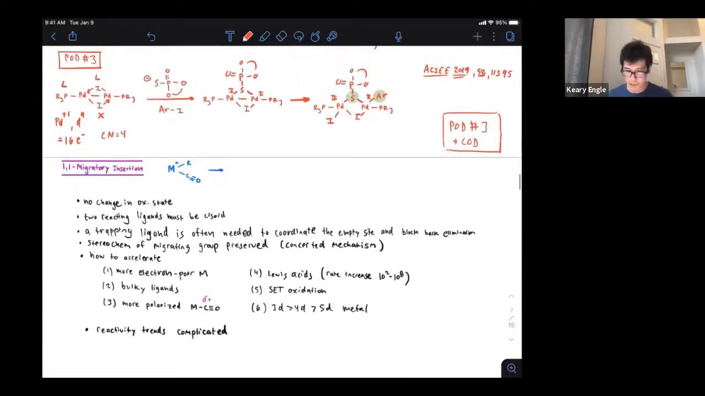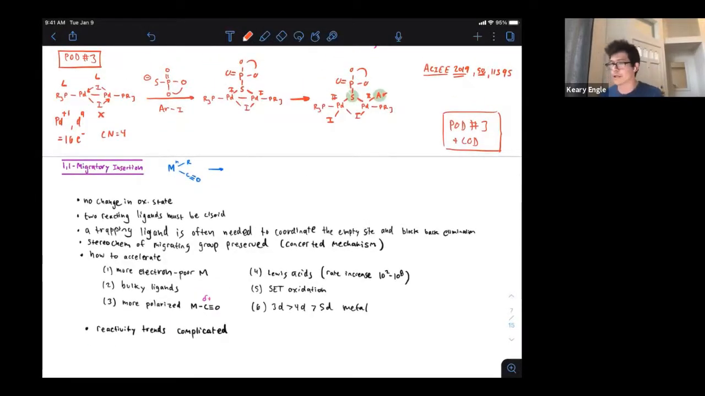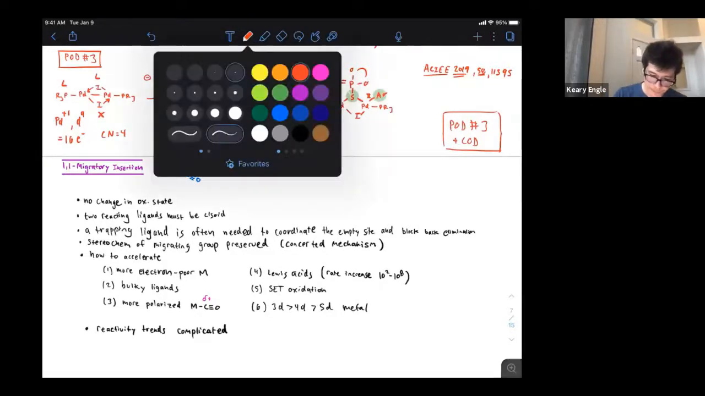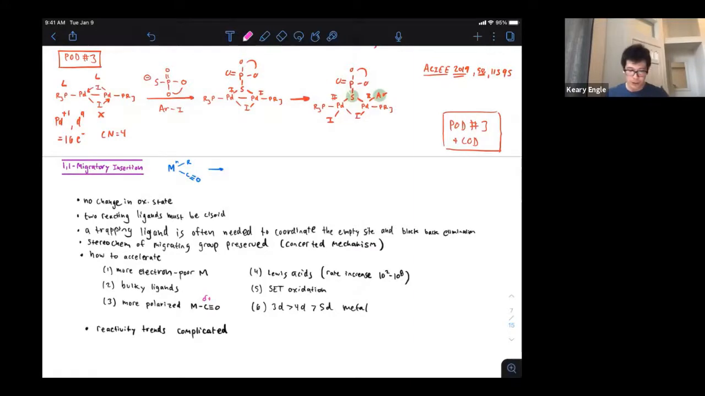Well, I'll leave this up in case people are still writing it down. So let's go ahead and move on to the next elementary step that we'll cover, which is 1,1 migratory insertion. So some quick features of this. As I said, there are two flavors of migratory insertion depending on the group that's being migrated into or the group that's migrating, depending on your perspective. There's 1,1, which is what you observe with carbon monoxide, with carbenes, for example. And then there's 1,2, which is what you'd observe with alkenes, alkynes, etc.